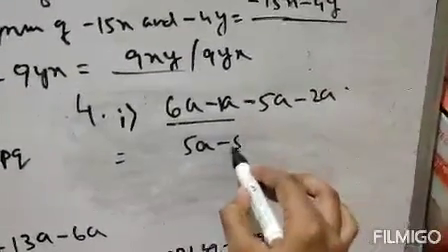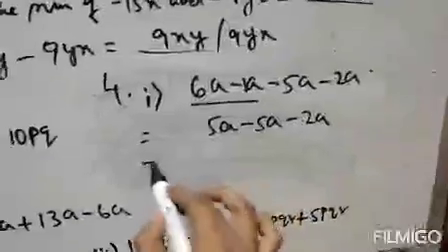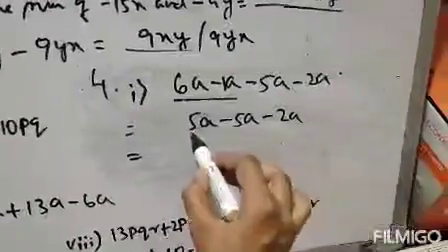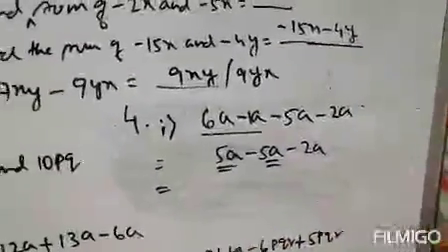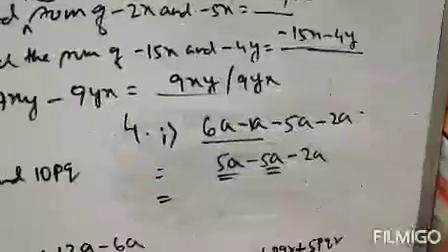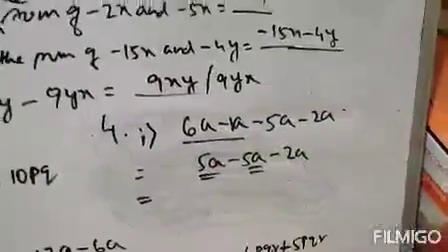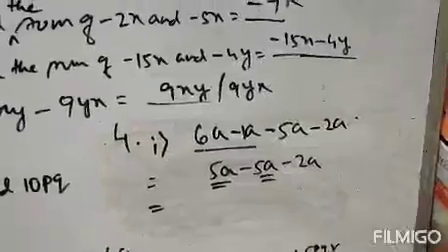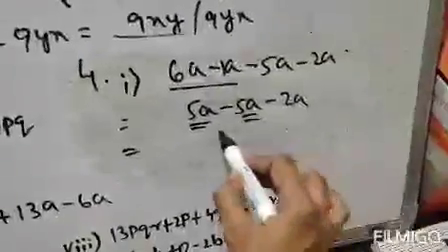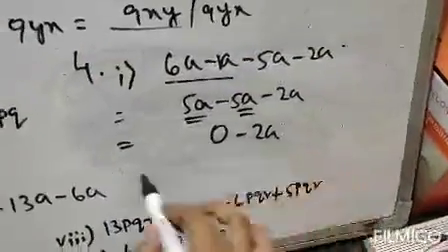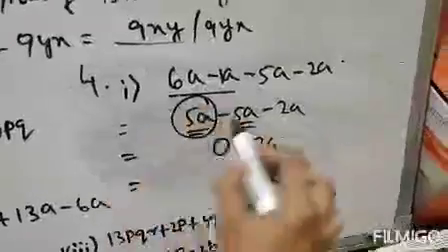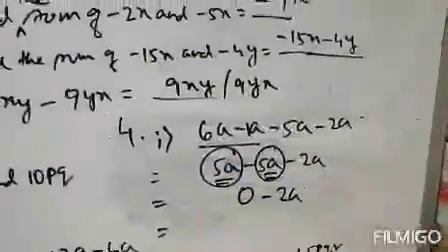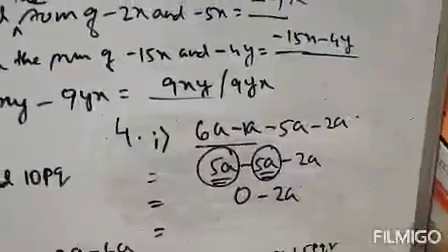Now write the remaining terms. Now 5a minus 5a, you see both of the terms are the same. That means if we subtract two like terms that are the same, the answer is 0. That means it is 0 minus 2a, because here the first term is 5a and the second term is also 5a.